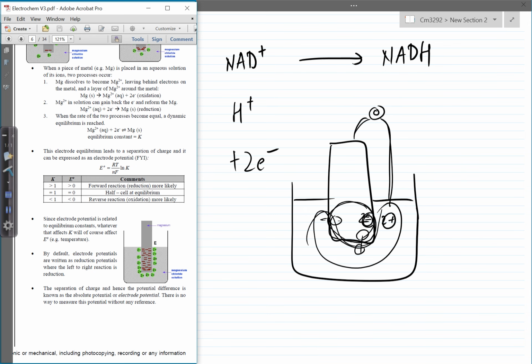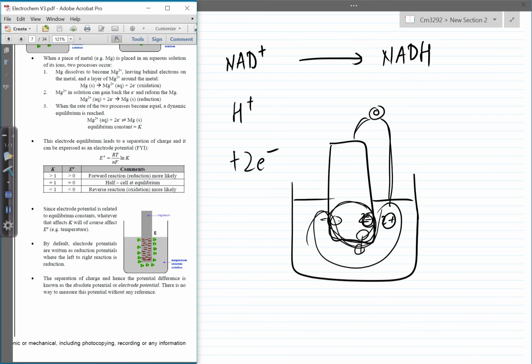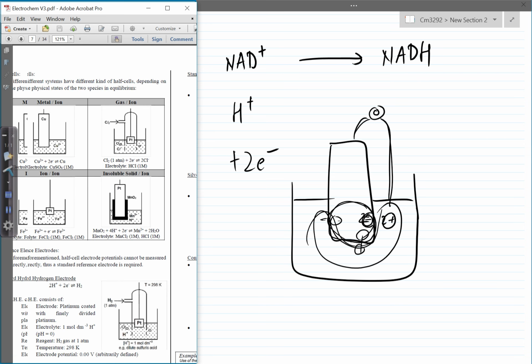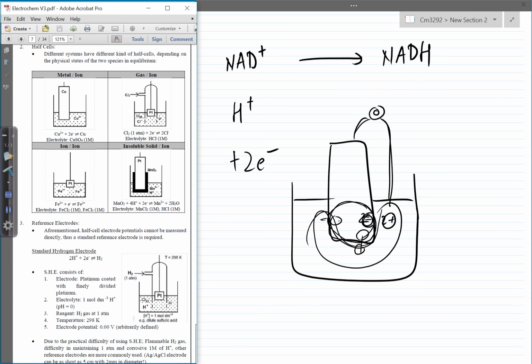So now the separation of charge and hence the potential difference is known as the absolute potential or electropotential. There's no way to measure it, so that's why I didn't say that it's a voltmeter. I just say that there's a separation of charge. There's no way for you to measure this potential without any reference. Now just imagine that you are the only person in this world. You cannot say that you are tall or you are short, because you are not making any reference to anybody. This is something like this scenario. You need a reference in order to measure.